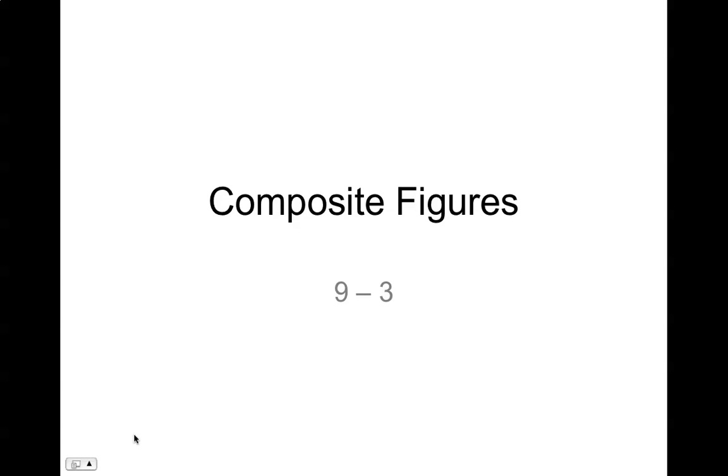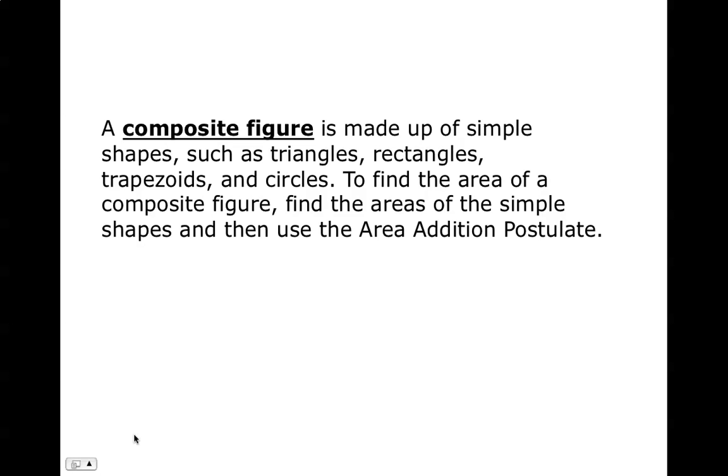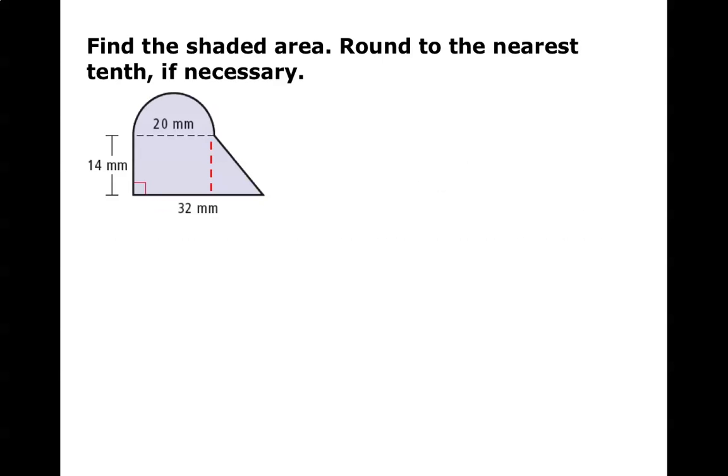Let's talk about composite figures. A composite figure is made up of simple shapes. It could be a combination of triangles, rectangles, trapezoids, circles, parallelograms, any type of polygon you can think of. To find the area of the composite figure, you need to find the areas of shapes that you know and then use the area addition postulate. Let's look at some examples.